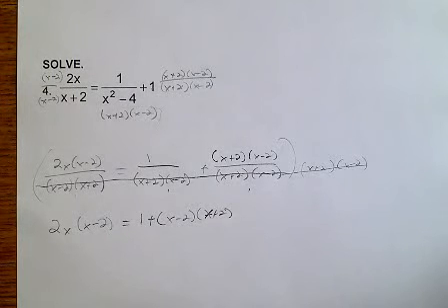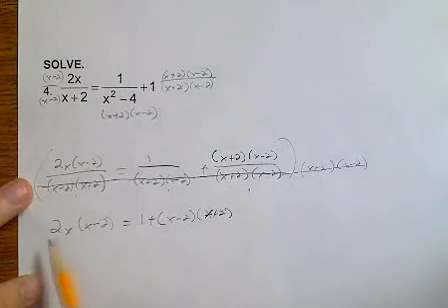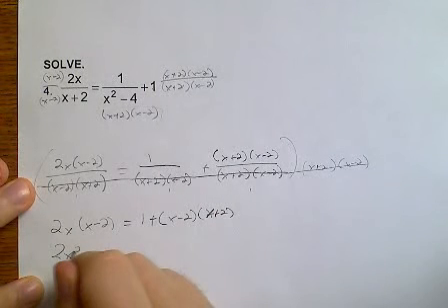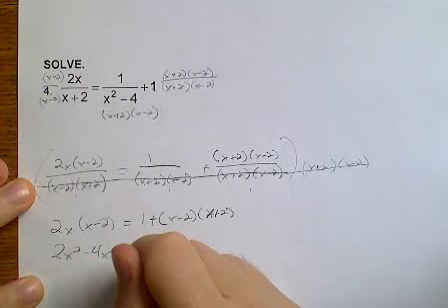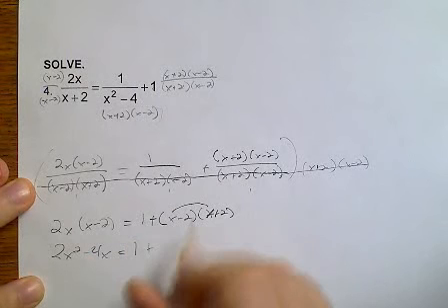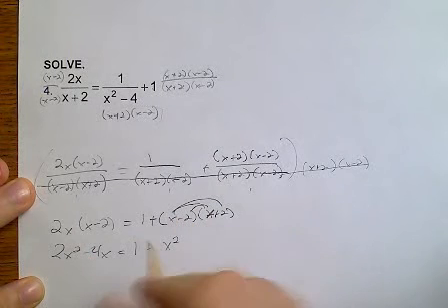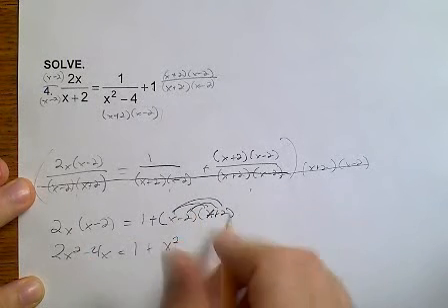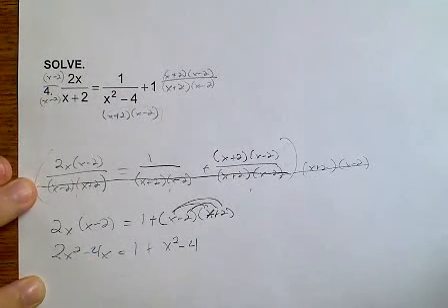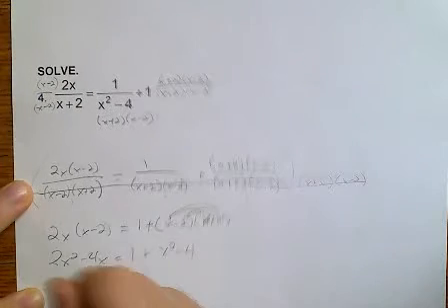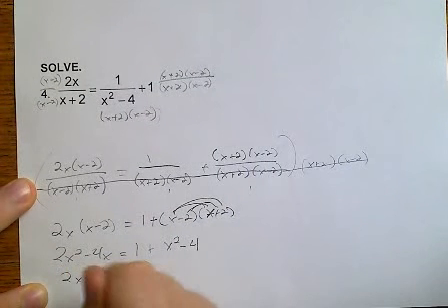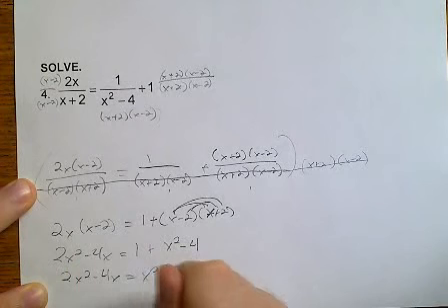Well, now we've got some crazy things going on. Let's go ahead and multiply this out, distribute things out, and let's see what we get when we do that. Well, we have 2x squared minus 4x equals 1 plus x squared. This would be a negative 2x plus 2x goes away, and negative 2 times 2 makes minus 4. Combine some like terms. 2x squared minus 4x equals x squared minus 3.